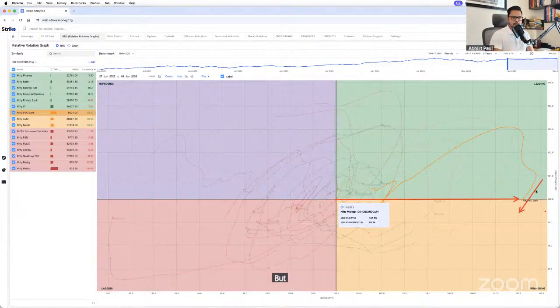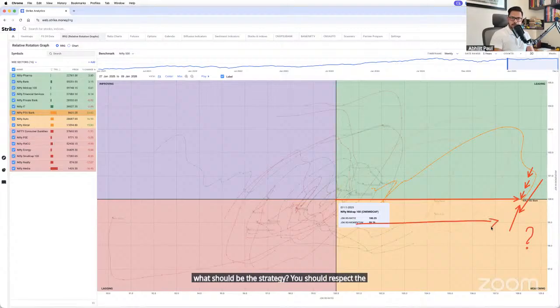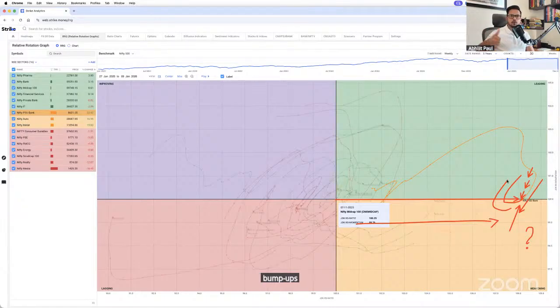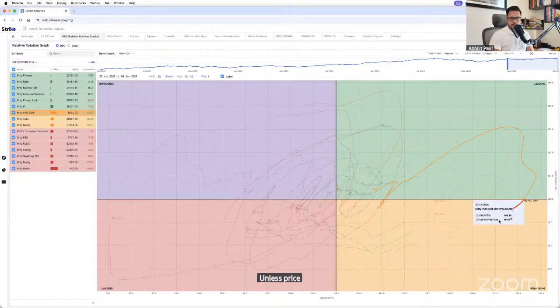But of late, it is losing that strength. That is the situation. What should be the strategy? You should respect the relative strength and expect further bump ups. Means price should try to go back. Unless price fails, this will start to angle down like this.